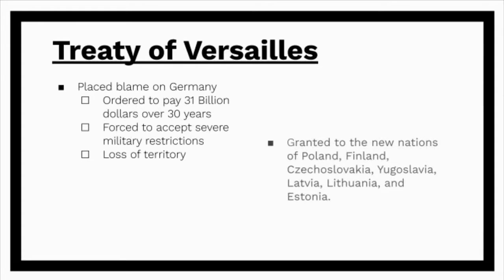After Germany's surrender, the leaders of the United States, Russia, Britain, and France met at Versailles. There they wrote the Treaty of Versailles, which placed the blame for the war on Germany, ordered them to pay $31 billion over the course of 30 years, and forced Germany to accept severe military restrictions as well as loss of territory. This treaty also granted lands to new nations like Poland, Finland, Czechoslovakia, Yugoslavia, Latvia, Lithuania, and Estonia.